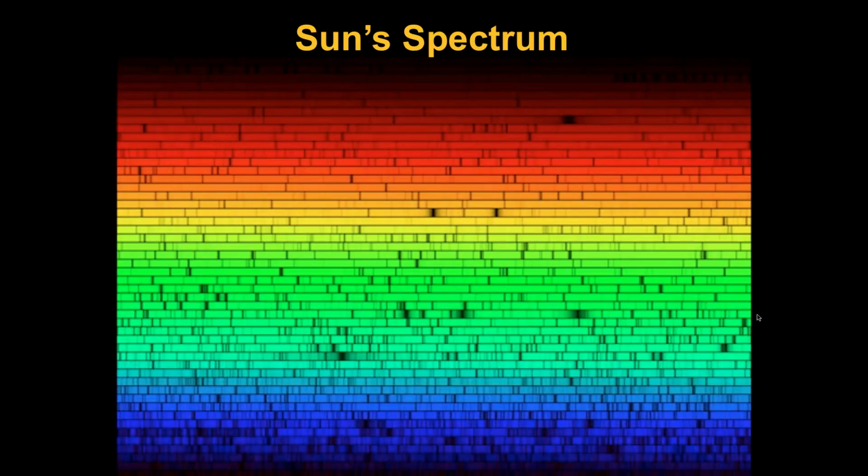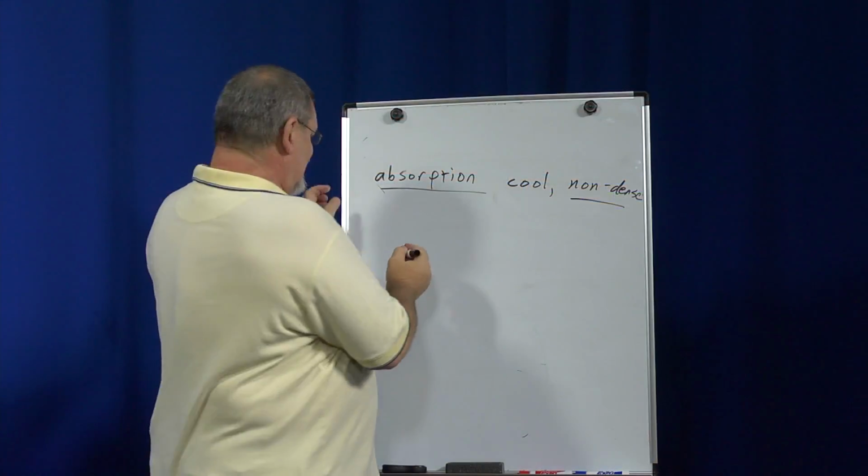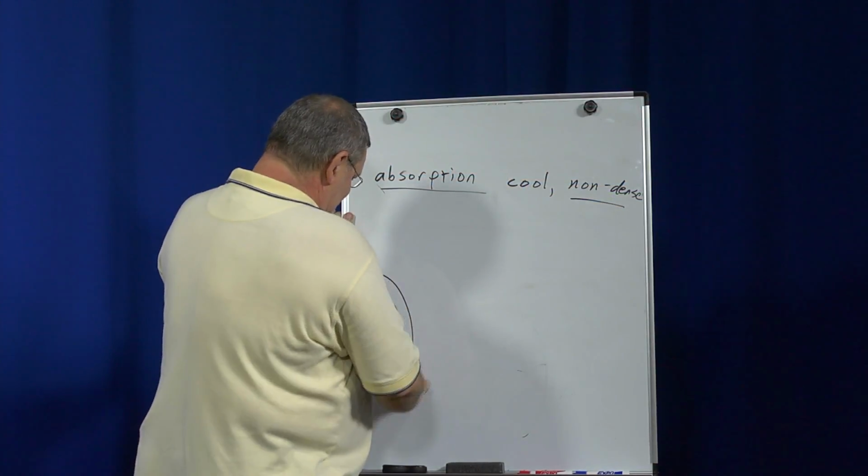The reason it's an absorption line spectrum, in other words, is being absorbed, what does that mean? I thought the sun was emitting. Remember, an absorption line spectrum you get from a cool non-dense gas. Well, the sun is hardly cool. What's happening here in the sun, we're going to talk about the structure of the sun later on.